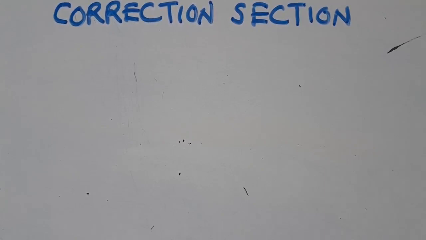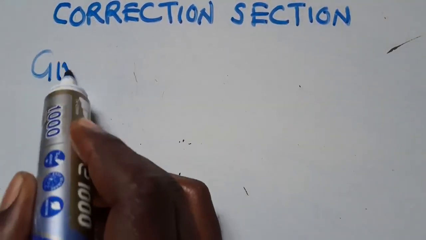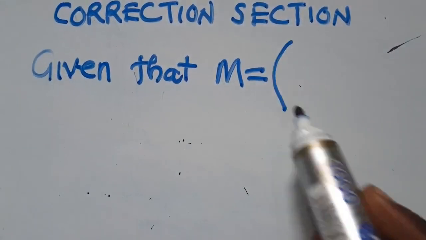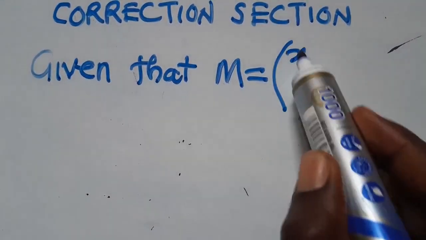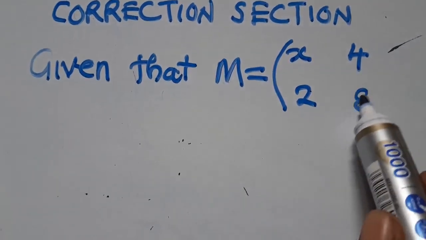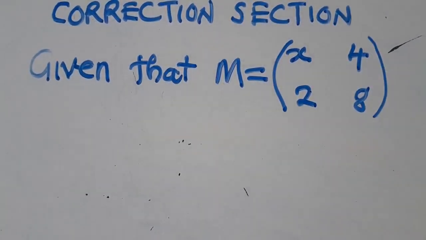So the first question that we are going to revise through was saying, given that M is equal to the matrix with entries x, 2, 4, 8. This is the question we had, and I always tell you, don't share these videos. If I've made a video that needs to be shared, I always tell you, but for this one, don't share it with your friend or anyone that you know. This is for you people that are under my teaching.